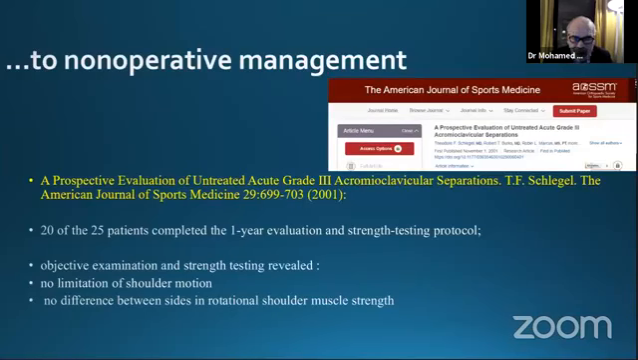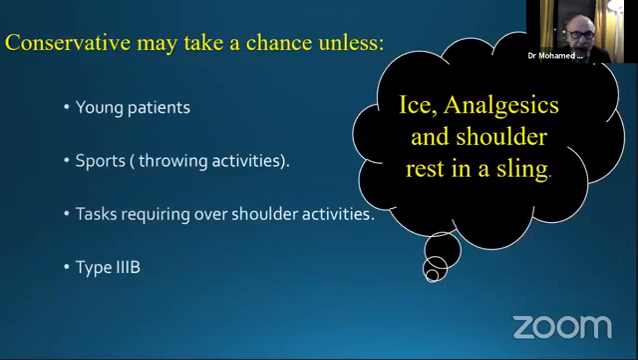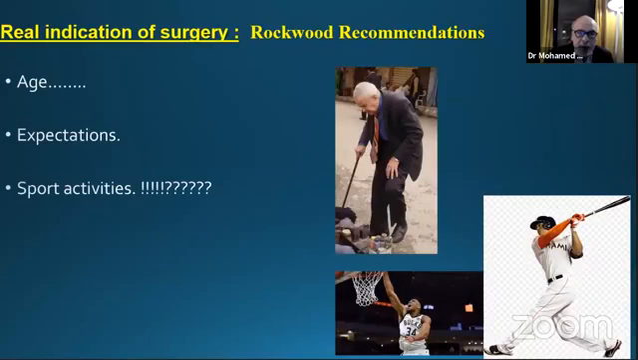And the non-surgical intervention in some of these talks states that the objective examination and strength testing of the AC joint found there is no limitation of shoulder motion, and also there is no difference between the sides in rotational shoulder muscle strengths. The conservative treatment may take a chance, unless in young patients, in sport, in tasks requiring overhead shoulder activities, and in type 3B. All these cases are treated surgically. Rockwood stated that the real indication for surgery, according to his recommendation, should be directed by the age, the patient's expectation, and the sport activities.